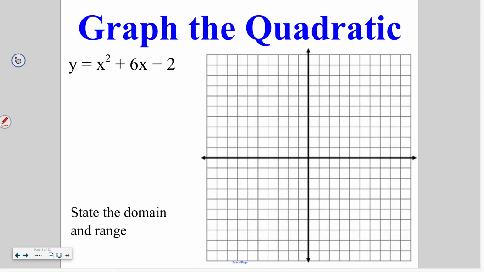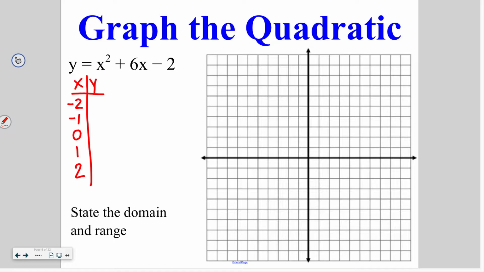So the first thing we're going to do here is graph using a table. So we've got our equation y is equal to x squared plus 6x minus 2. So we need an xy table, and we are going to start with our regular values of negative 2, negative 1, 0, 1, and 2. Those are the 5 simplest numbers that you could use to put into a graph.